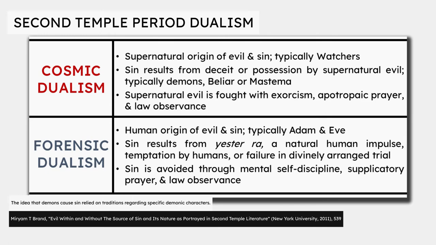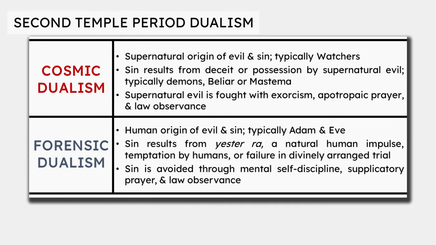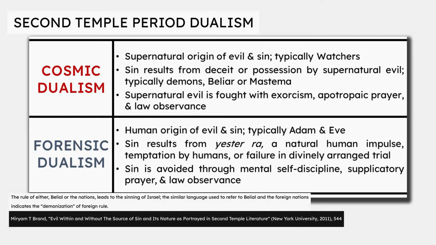Secondly, cosmological dualism also attributes contemporary sin to supernatural beings. Brand notes that in cosmological dualism, quote, the idea that demons cause sin relied on traditions regarding specific demonic characters, end quote. She also explains that cosmological dualism texts attribute sin to Israel being ruled over by an angelic adversary such as Belial or by a foreign nation.